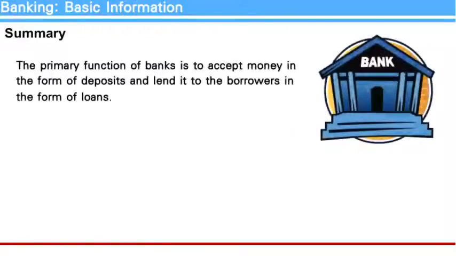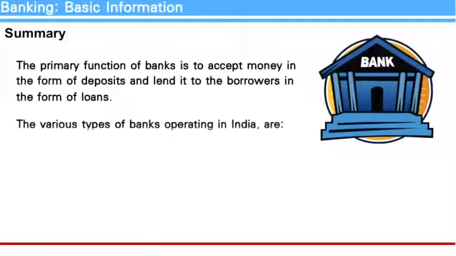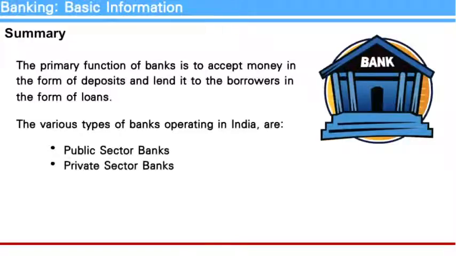Summary. The primary function of banks is to accept money in the form of deposits and lend it to the borrowers in the form of loans. The various types of banks operating in India are public sector banks, private sector banks, and cooperative banks.